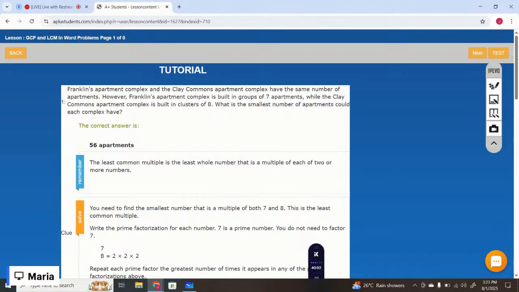Franklin's apartment complex and the Clay Commons apartment complex have the same number of apartments. However, Franklin's apartment complex is built in groups of 7 apartments, while the Clay Commons apartment complex is built in clusters of 8. What is the smallest number of apartments each complex could have?